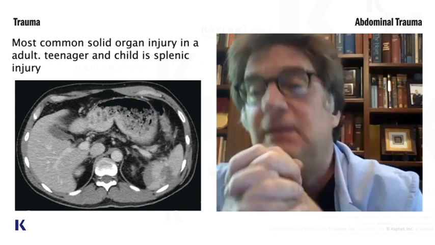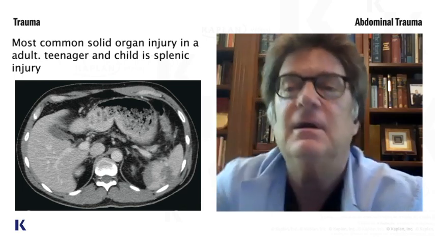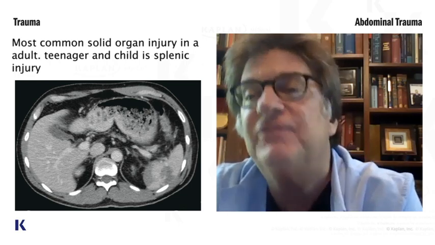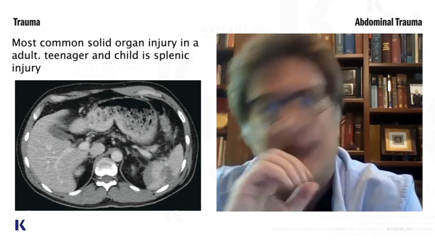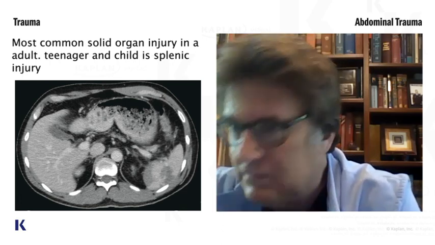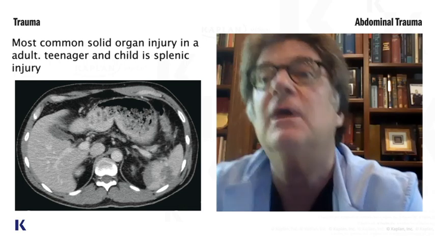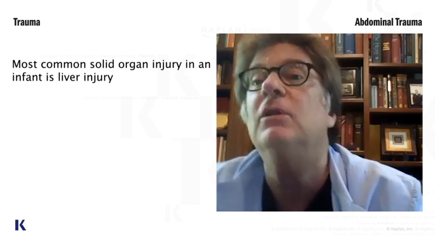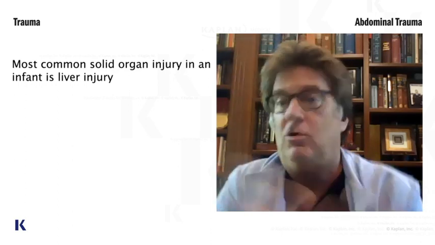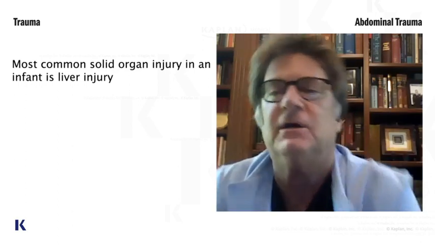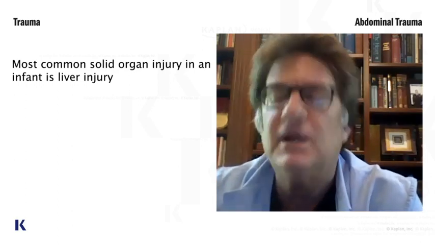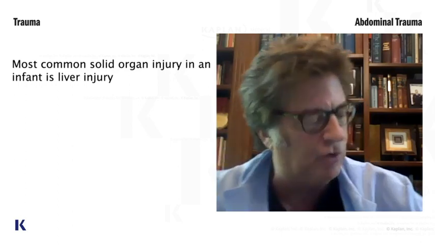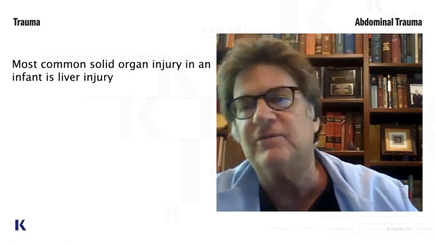But the most common solid organ injury in the infant, not the child, not the teenager, not the adult, in the infant is what? The liver. Guys, if you've ever operated on an infant, they're all liver, meaning you open up their belly and they're all liver. Their liver is huge compared to everything else. So remember, that's a trick question, and you'll be asked it. It's only in the infant where the liver is the most common solid organ injured.